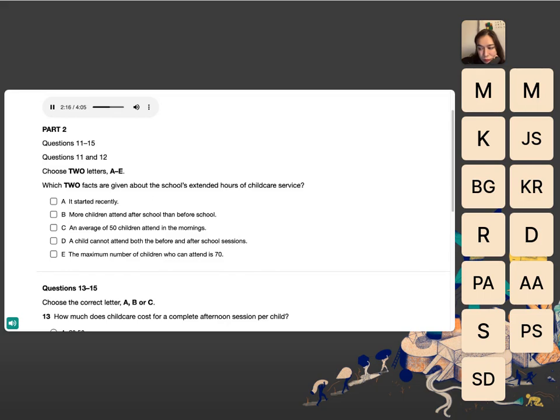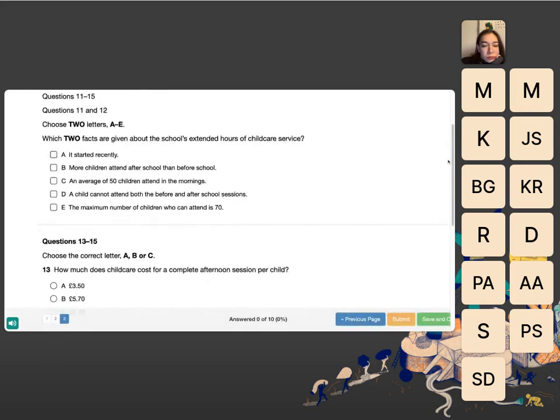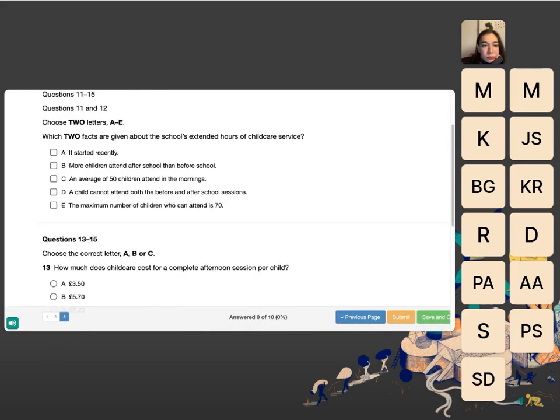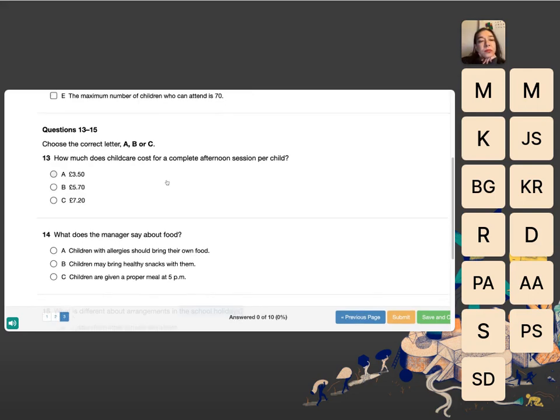It's 10 years since we began offering an extended hours service, and we've come a long way during that time. When we first opened, we only had about 20 children attending regularly. We try to keep our costs as low as we can, and we think we provide very good value for money. For the afternoon sessions, which run from 3:30 until 6 p.m, it's £7.20. But if you prefer, you can pay for 1 hour only, which costs £3.50, or 2 hours, which costs £5.70. The cost of the childcare includes food and snacks.